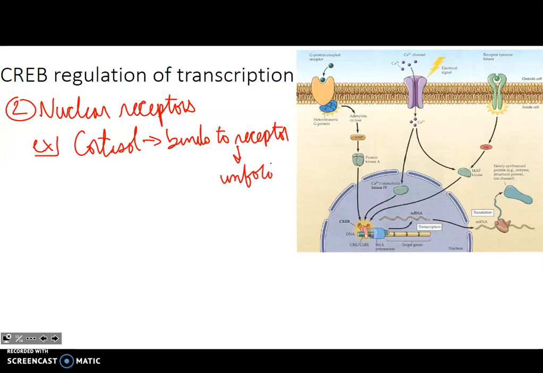So unfolding of the receptor. The receptor's a protein, right? And so it can come apart. Conformational change into the nucleus, and affect transcription. All right.